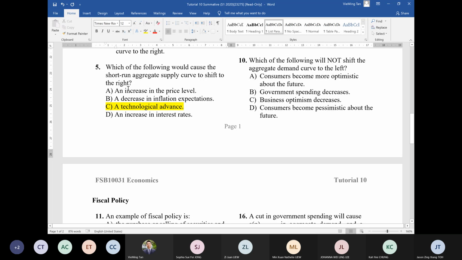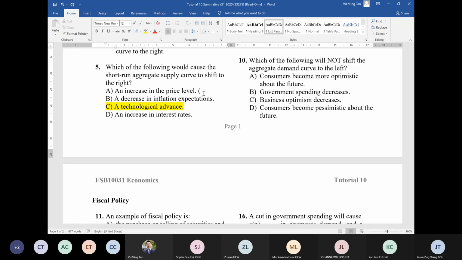Okay, let us try to start from A. An increase in the price level. So what is going to happen if the price level of the products or services in an economy are increasing? What is the effect then? Anybody? The effect is the short run aggregate supply curve will move along the curve. Price level is referred to the y-axis. So price level is not going to shift the aggregate supply curve, but it's going to move along the supply curve.